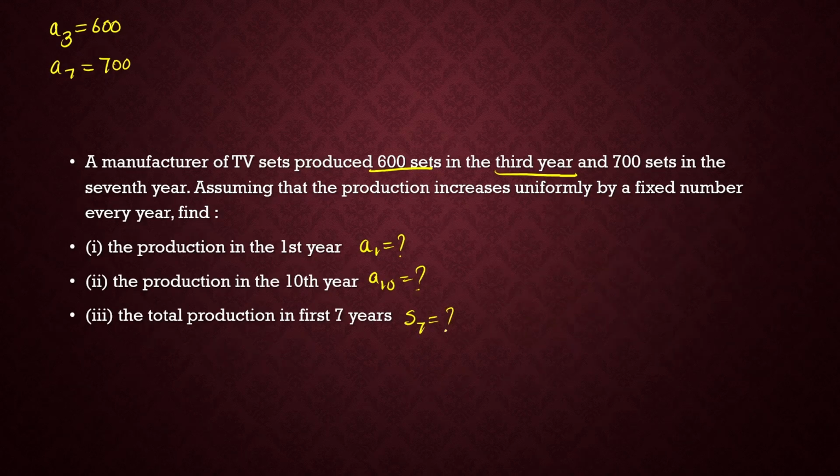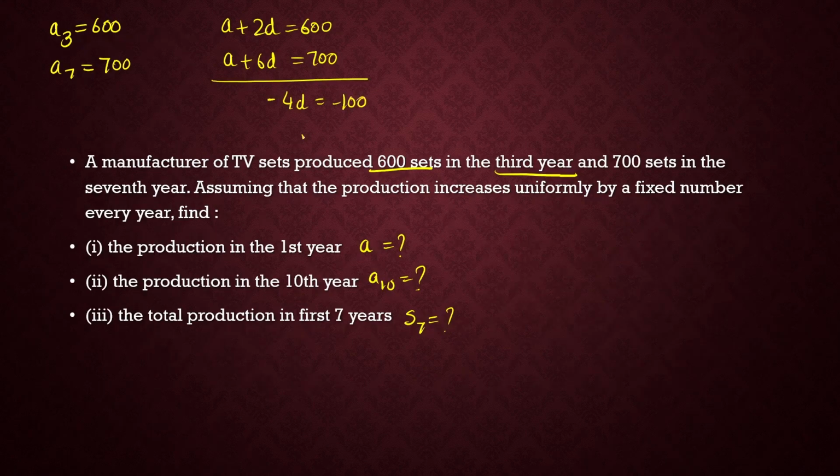Since this is the first word problem, I'll solve this for you. So A3 is nothing but A plus 2D is equal to 600 and A7 is nothing but A plus 6D is equal to 700. What you have to do is subtract these two in order to get the first term and the common difference. If I subtract, A minus A is 0, 2D minus 6D is minus 4D, 600 minus 700 is minus 100. So this becomes D value is equal to 25.